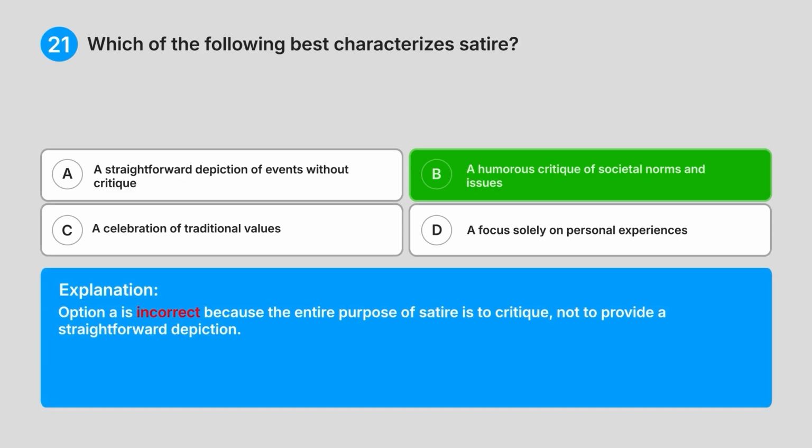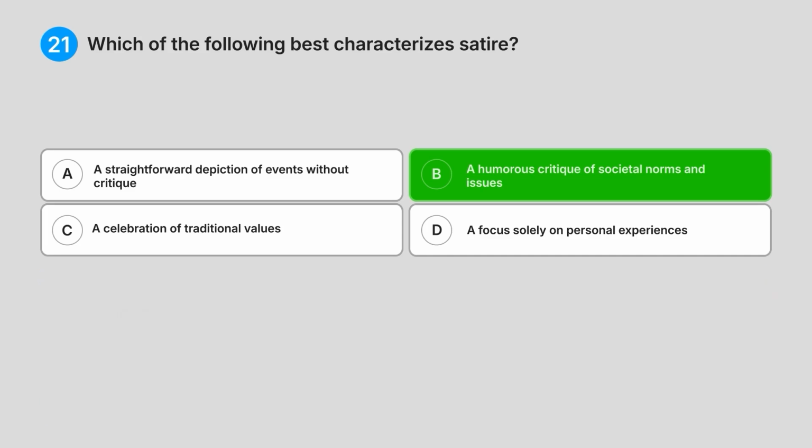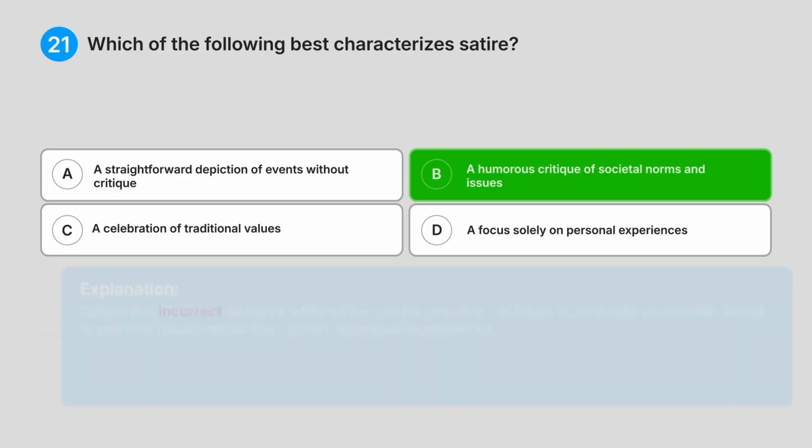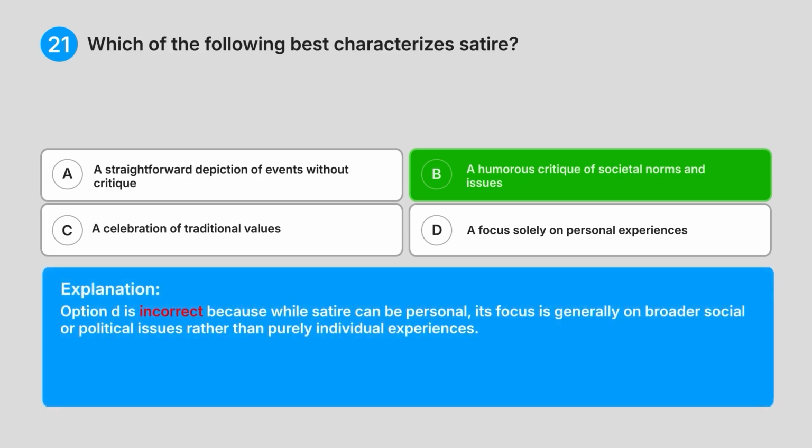Option A is incorrect because the entire purpose of satire is to critique, not to provide a straightforward depiction. Option C is incorrect because satire is typically critical and subversive of traditional or established values and norms, not celebratory. Option D is incorrect because while satire can be personal, its focus is generally on broader social or political issues rather than purely individual experiences.